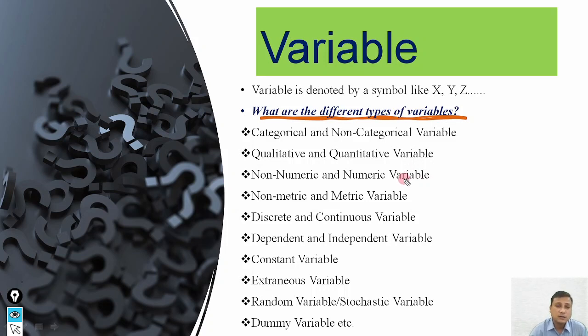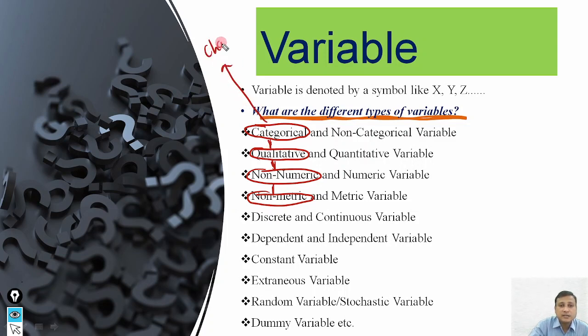One more thing is that in different books, different names are used to show the types of the variable. What I mean to say here is, the categorical variable is the same as a qualitative variable, the same as a non-numeric variable and a non-metric variable. So all these four, though the names are different, are representing the same characteristic. They are showing the same thing. So we can use them interchangeably.